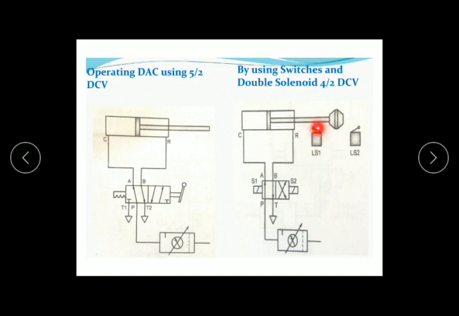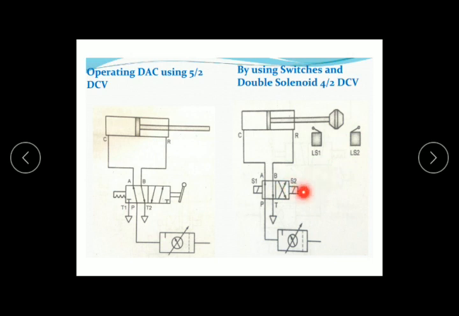So these are the limit switch 1 and limit switch 2. The limit switches are operated by this type of construction at the rod end. From the FRL, air is passing through the P port, P to A to C, and we get the extension. At full extension, this rod will actuate limit switch 2, and this limit switch 2 has a connection to solenoid 2.